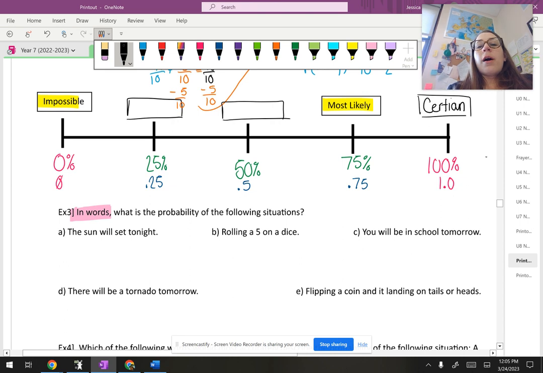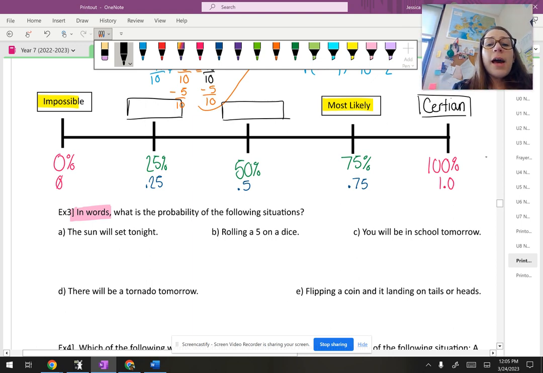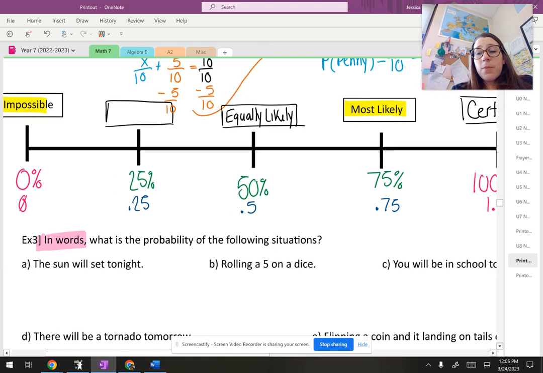So now I want to talk about the middle. If you have a 50% chance of something happening, that means you have a 50% chance of that thing not happening. And if you have a 50-50 chance, the words we use to describe that are called equally likely. Those are equally likely to happen. But equally likely only works if it is exactly equal to 50-50. 49 and 51, while they're really close, they're not exactly equal and therefore wouldn't be equally likely.